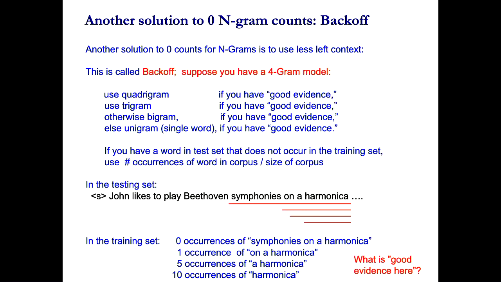So the question is how you make this decision. How do you use the information about the left context to get the best smooth representation, to find some information about the infinite language, about how often harmonicas are used to play symphonies and Beethoven, or how often they would be.